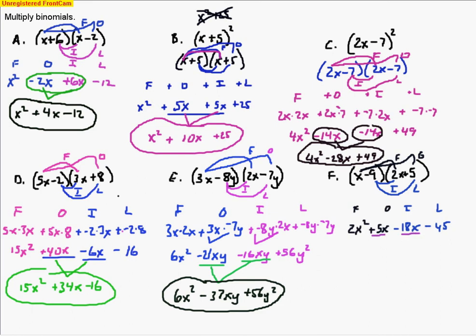So we go ahead and do that, and we end up bringing down our 2x squared. Subtract these two numbers. They're opposite in sign, so it makes a negative 13x. And then bring down that minus 45. And there is our answer.